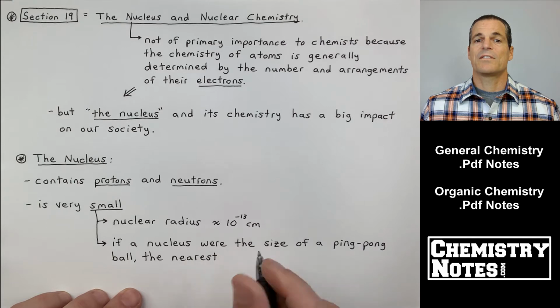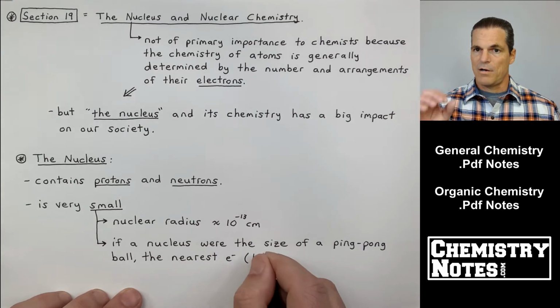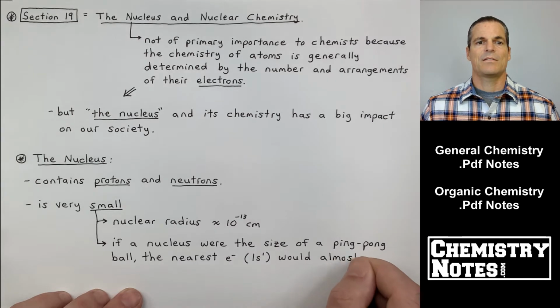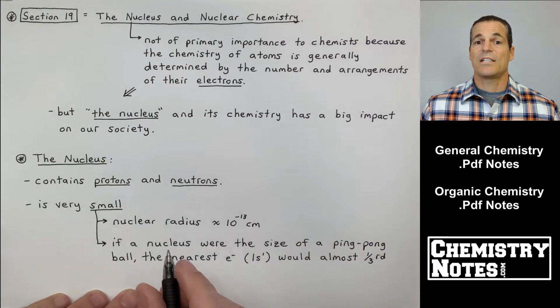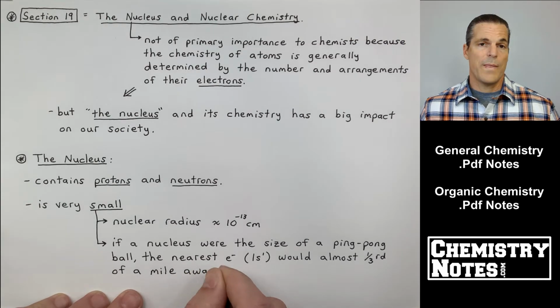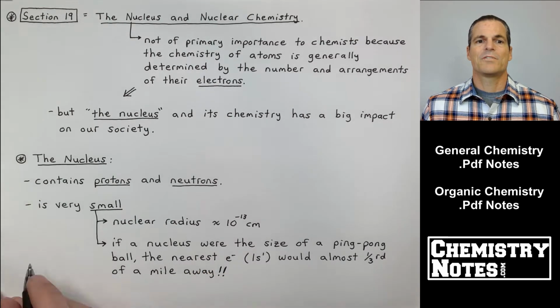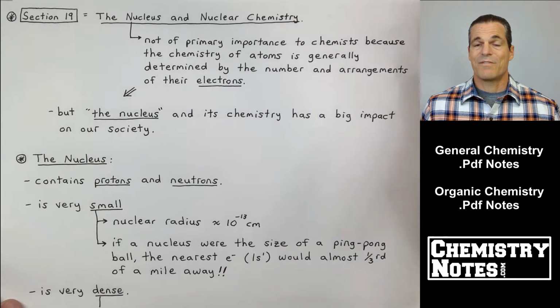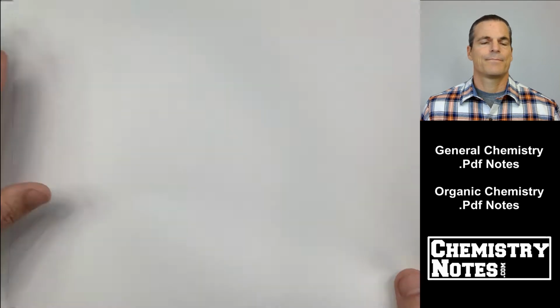If a nucleus were the size of a ping pong ball, those little white ping pong balls when you play table tennis, the nearest electron, which would be the 1s electron, would be almost a third of a mile away. Okay, it really makes you recognize just how much of an atom is empty space.